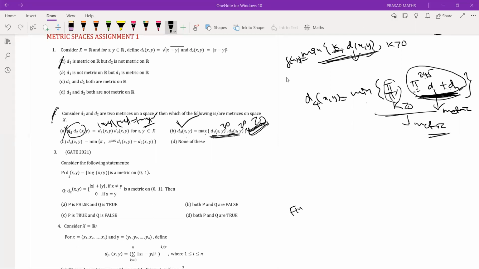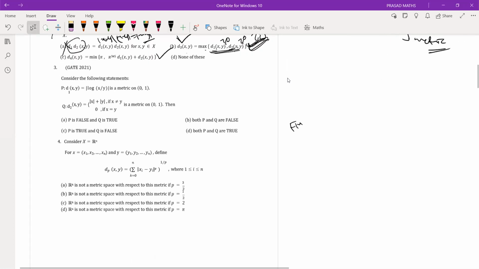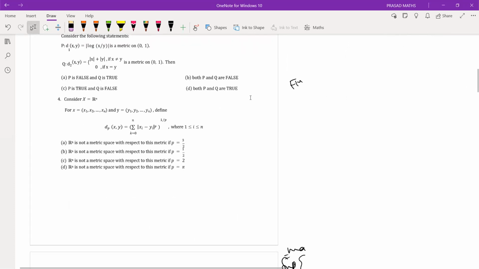Yes, sir. We don't want to prove it, it's a waste of time. That is why we should use the basic arguments. So therefore, it is a metric. So what are the options? B and C are the options. Okay. Next, third one. This is GATE 221. These are all GATE questions, CSIR questions.